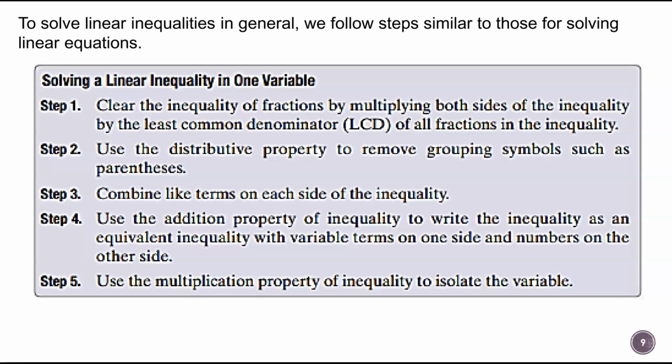Step 2, use the distributive property to remove grouping symbols such as parentheses. So if you have parentheses in your inequality, then you would use this step. Combine like terms on each side of your inequality. That's step 3. Use the addition property to write it as an equivalent inequality. And then step 5 is use the multiplication property to isolate the variable. So you could possibly have all of these steps, or you might have some of them, but you just take each inequality and solve it based on what you started with.